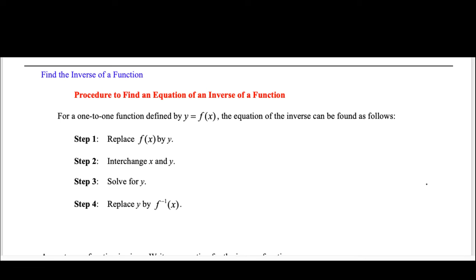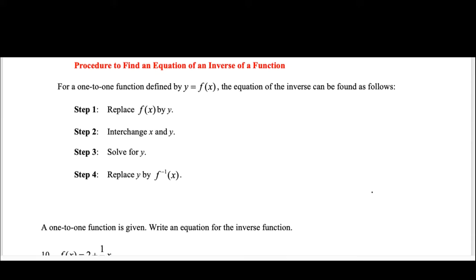Okay. The first step, if you're using function notation, replace the symbol f of x with y. Step 2, interchange x and y. Step 3, solve the resulting equation for y. And then finally, step 4, replace y with the symbol for the inverse function, which is f superscript -1 of x. Let's go over some examples where we illustrate this process.